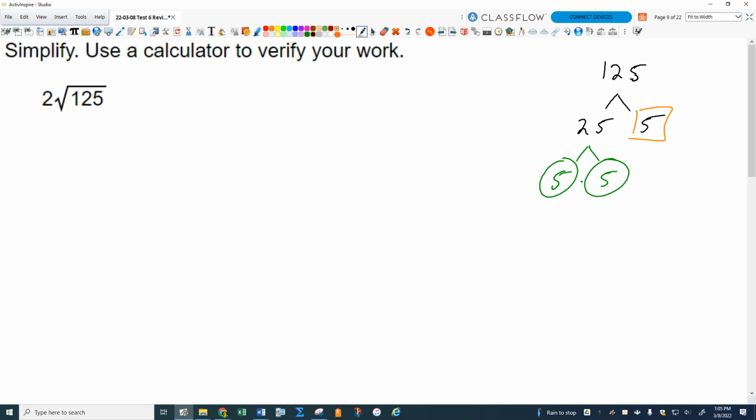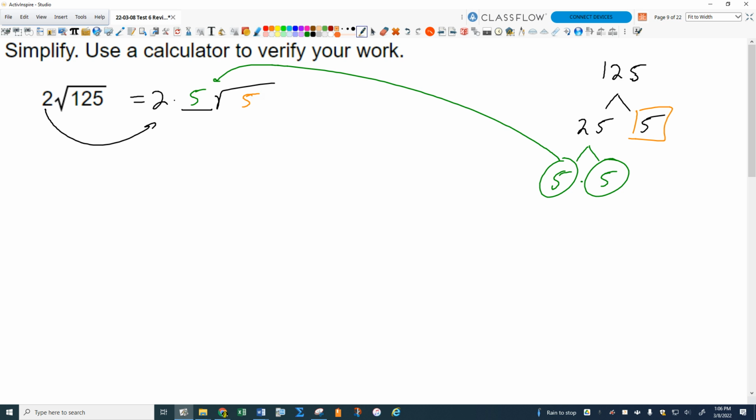Okay, so then what am I going to get for my answer? Well, I've already got the 2 out front. Now I just have to know, what do I get from simplifying my square root? What's my outside number? 5, because of this, right? That gives me a 5. And then my inside number? 5. From this 5.